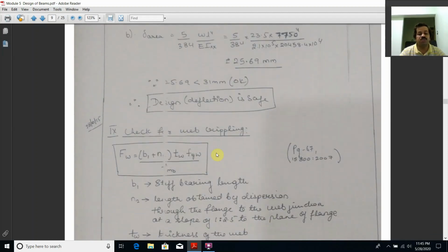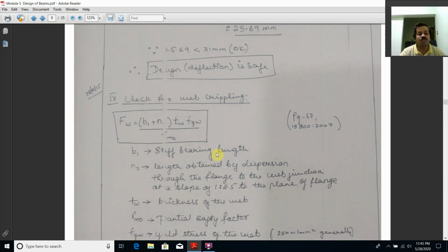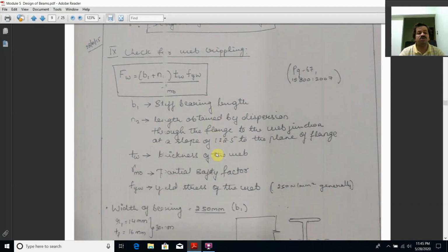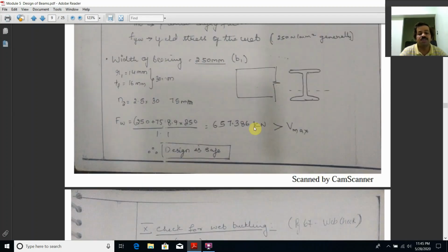And two more checks are to be done: web buckling and web crippling. As web crippling is a little easier one, we shall do that first. Referring to page number 67, where B1 is called the stiff bearing length, always take B1 equal to 250 mm for a simply supported beam here, and N1 is the angle of dispersion to the flange of the web stiff, with a slope of 1 to 2.5. So here 2.5 means the cracks come under this, which I explained at the starting of the page. Hence R1 plus TF, 14 plus 16, you get 30.